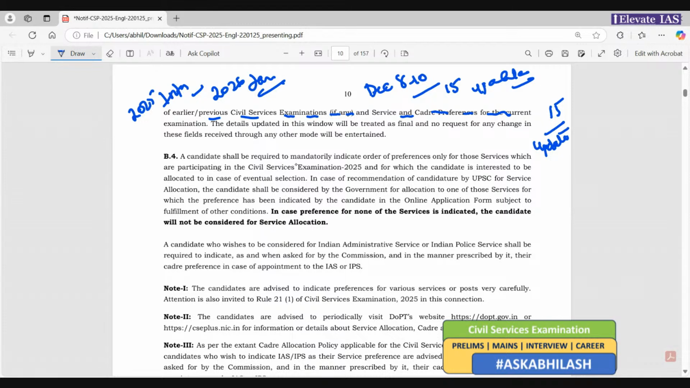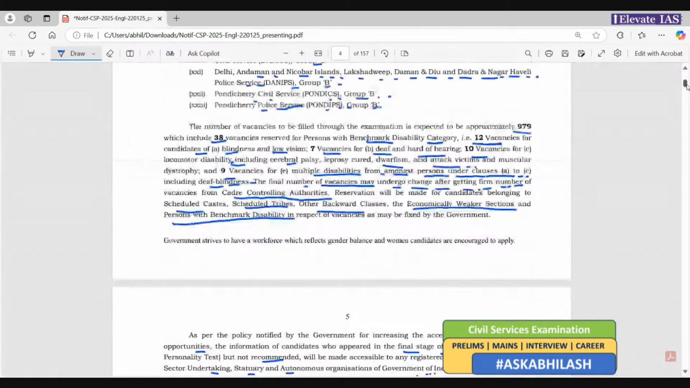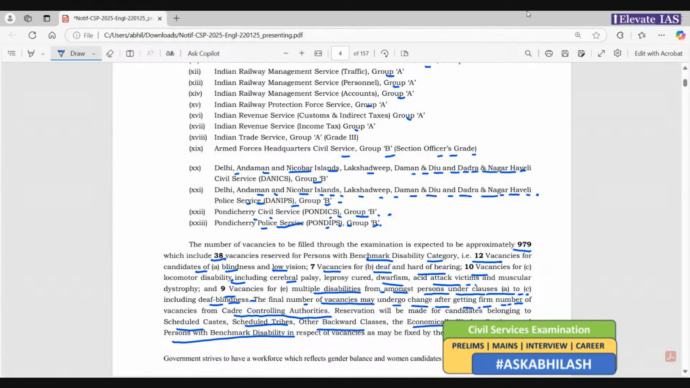So a candidate shall be required to mandatorily indicate order of preference only for those services which are participating in the civil services examination. And all the services here, we saw at the start of the last stream that all the details of services are given. Let me take you to that screen again. These are all the services.